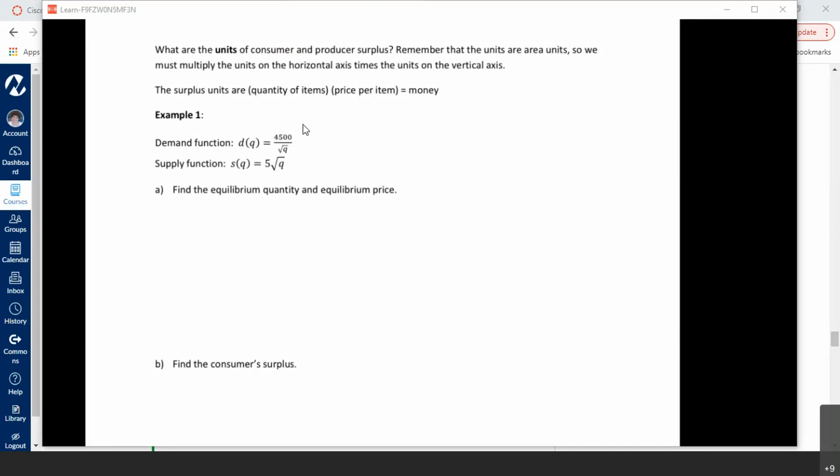So anyway, here, these are going to have items canceling out. So your answer is going to be in money. It's going to basically be money.